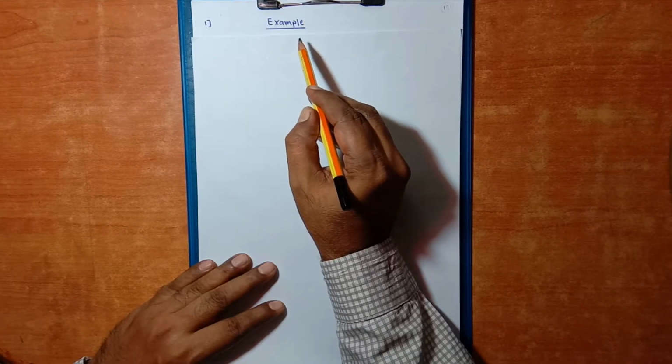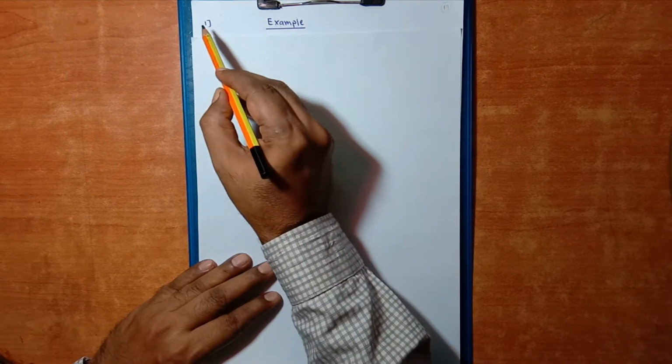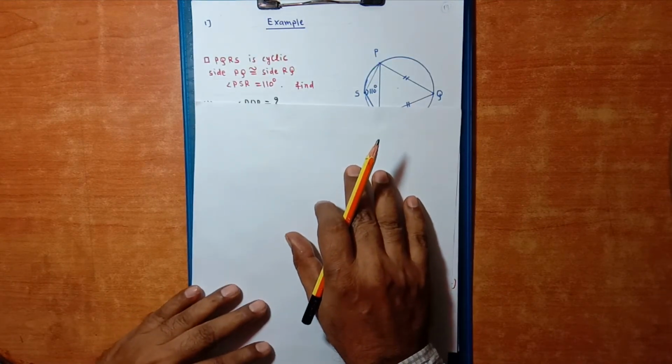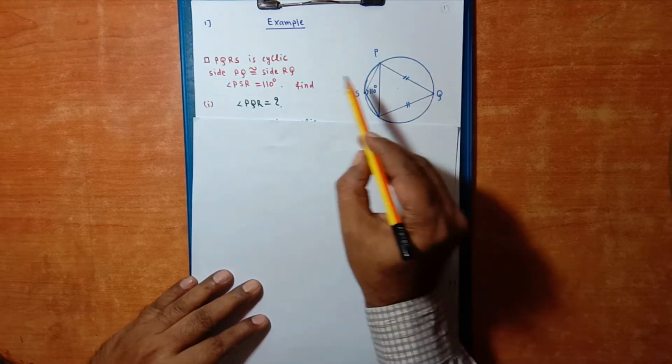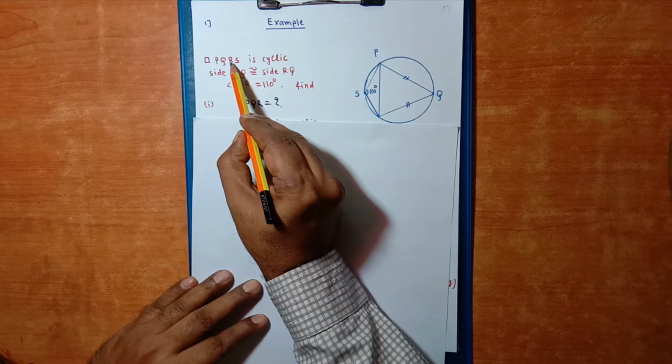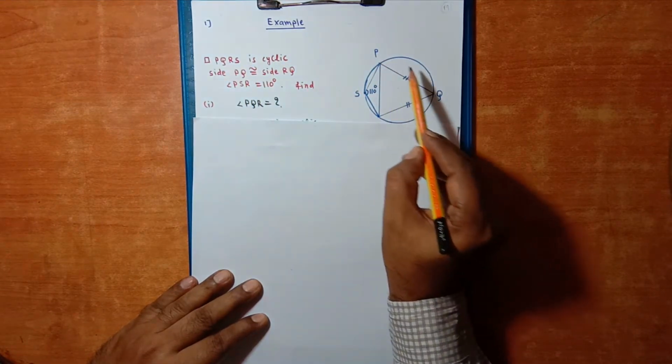Now let us solve some examples. Example 1. In the figure, quadrilateral PQRS is cyclic.